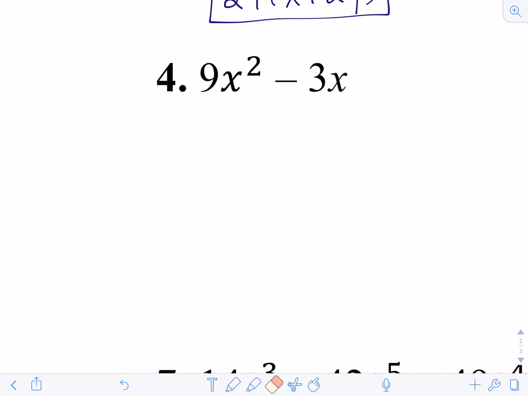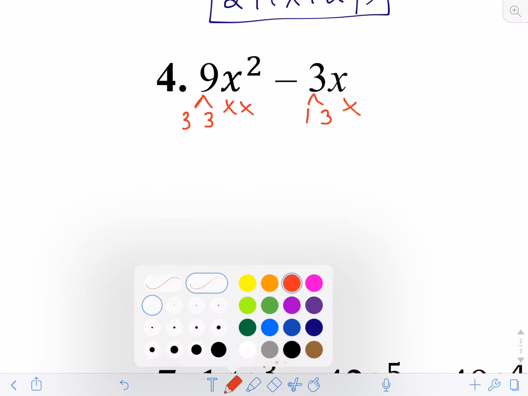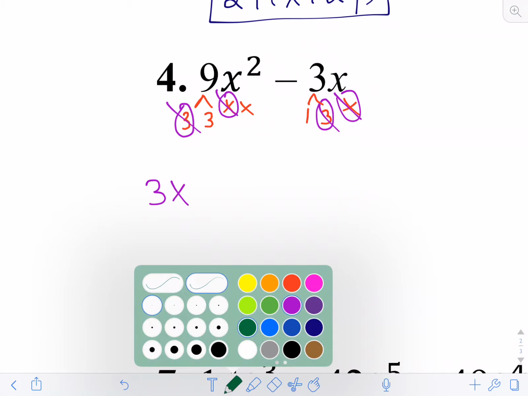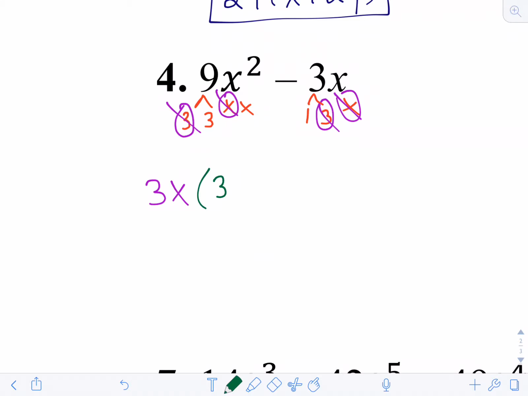Some kids can't do it, and you have to break it down. So I'm going to break it down for you. This 9 is 3 and 3, and then you have 2 x's. Here is just a 1 and 3, and you have an x. Okay, I have a 3 in common that I can write down and cross off. I have an x in common I can write down and cross off, and there's nothing else. So what I have left on the inside is a 3x here, because there's a 3 and there's an x left over, and for the right piece all I have left is a 1, and that is it.